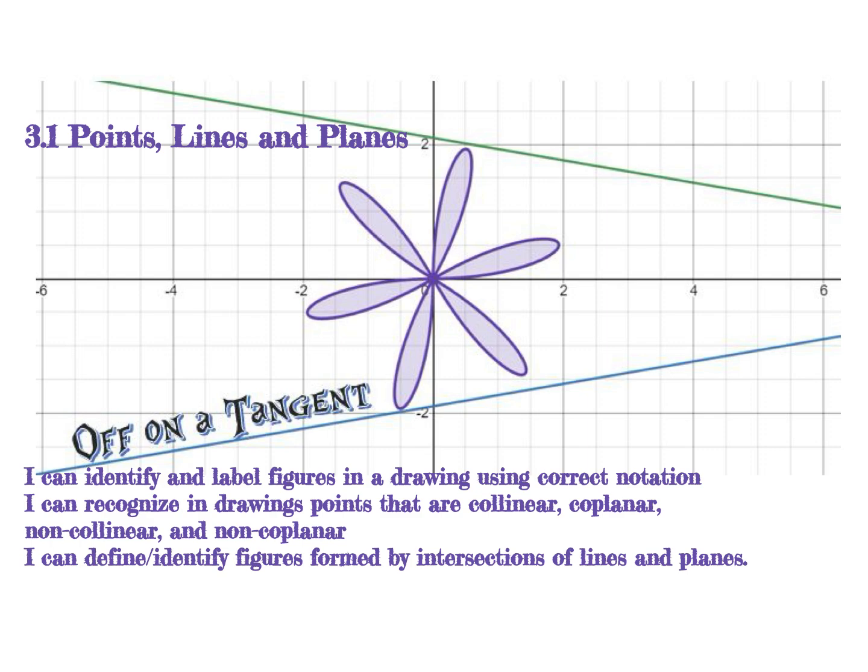So our goals in this lesson are that we can identify and label figures in a drawing using the appropriate notation, that we can look at a drawing and recognize that points are collinear, coplanar, non-collinear, or non-coplanar, and that we can identify and define figures formed by intersections of lines and planes. So let's go ahead and jump in.